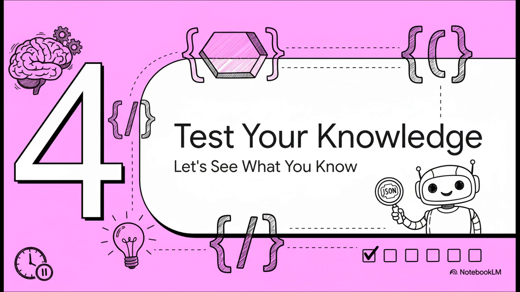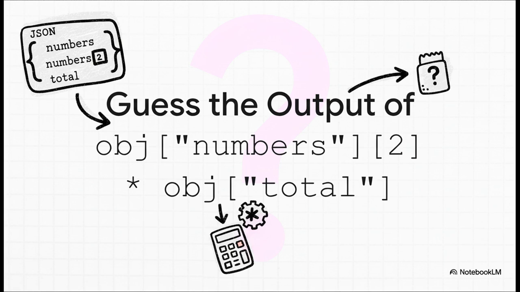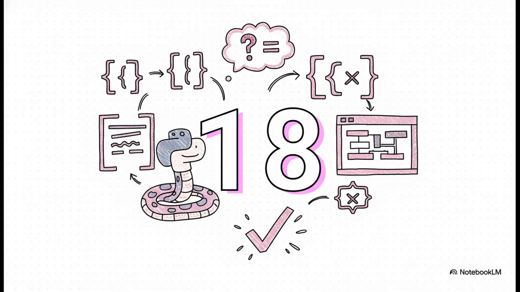All right, theory is one thing, but let's put what we've learned into practice. I've got a couple of quick challenges for you to see if you've got it down. So get ready to pause the screen and give it a shot. Okay, here's the first one. We're loading a JSON string. Then we're grabbing an item from that list using its index, and finally multiplying it by another value in the object. Take a second, pause if you need to, and see if you can figure out what the final output is going to be. If you guessed 18, you are absolutely right.